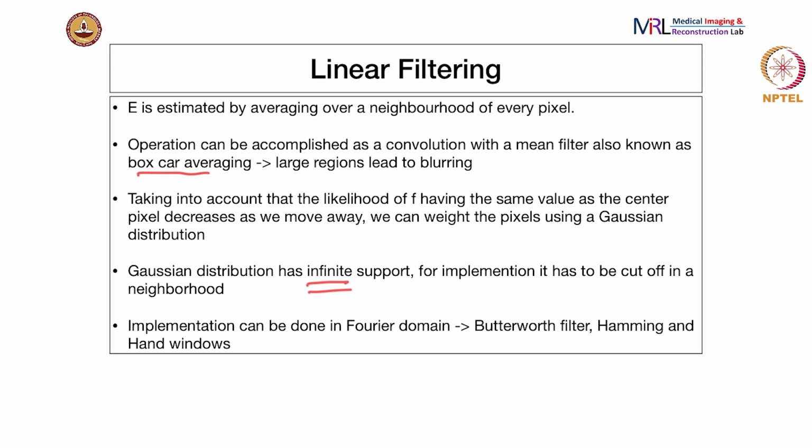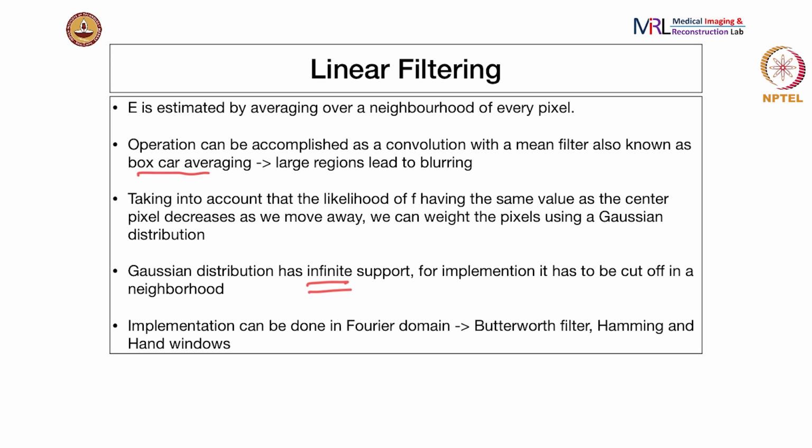Implementation of all of these linear filters can be done in the Fourier domain. You take the Fourier transform of the image and the Fourier transform of your filter function. For boxcar averaging, it's a bunch of ones with a normalizing factor. For a Gaussian weighting function, the Fourier transform is also a Gaussian.